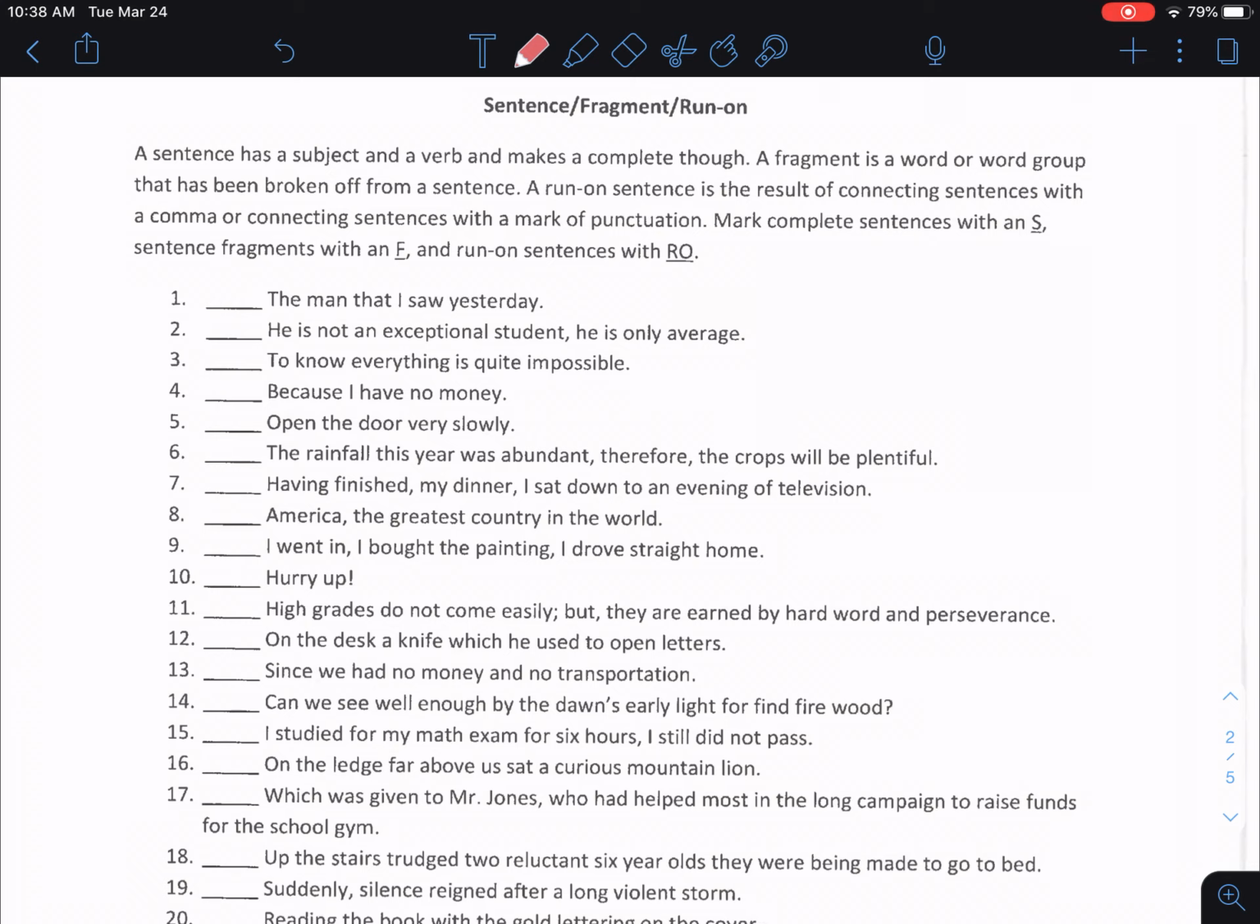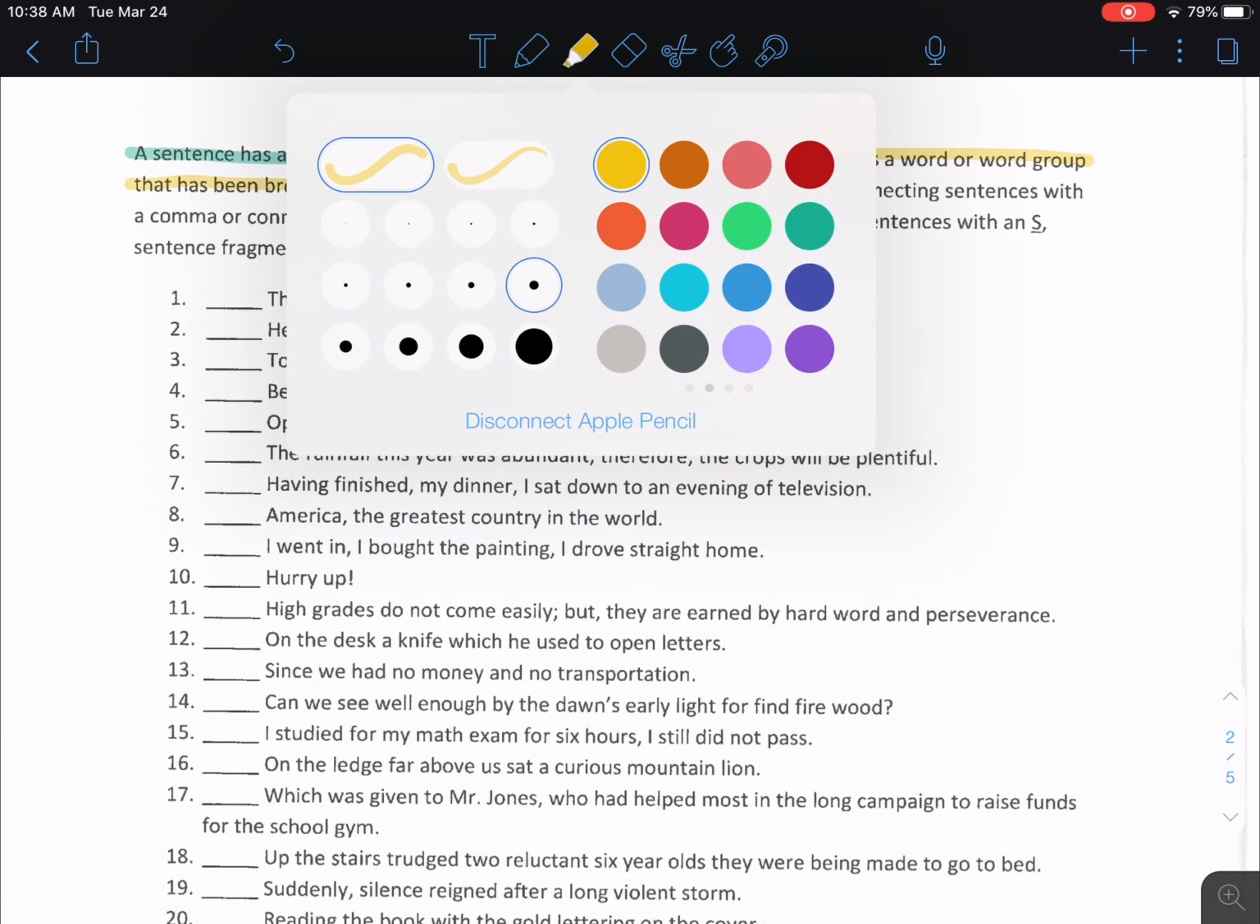Okay, so this one we're going to kind of put it all together. We're going to have complete sentences, fragments, and run-ons. So a sentence has a subject and a verb and makes a complete thought. We've already talked about that. So remember that. A sentence has a subject and a verb and makes a complete thought. Now, a fragment is a word or a group of words that has been broken off of a sentence. So it's a little piece, just a little baby piece of it.